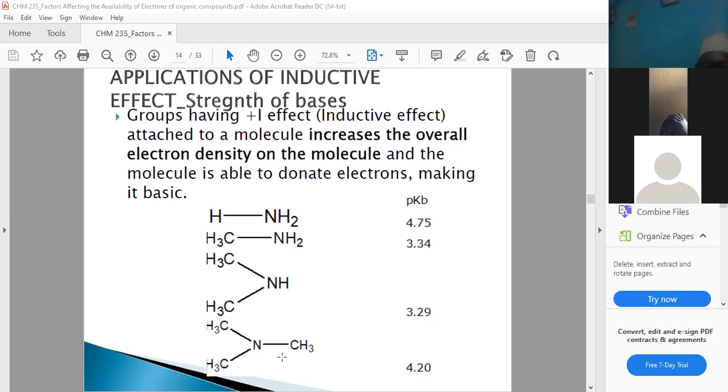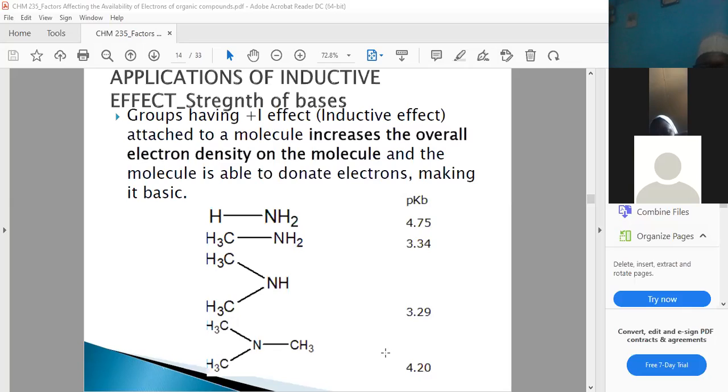We expect trimethylamine to be a stronger base than dimethylamine because trimethylamine has 3 methyl groups that will be donating electrons through inductive effect instead of 2 that are present in dimethylamine. You know, when you have 3, you have more donation than the one that has 2. But the reverse is the case. Instead of trimethylamine being a stronger base, it's rather a weaker base.